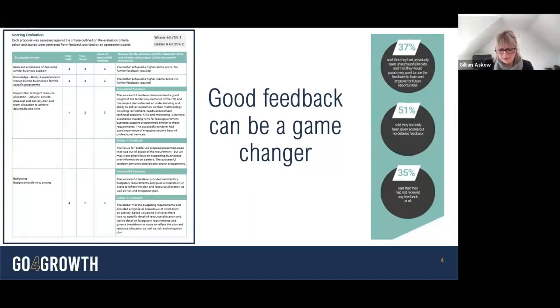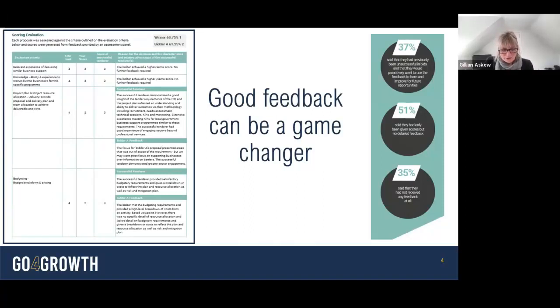We can also see on screen what providers are telling us. Not that long ago, Go for Growth polled 100 bidders specifically about the feedback process. And I'm going to start with the bottom number. 35 of those 100 bidders said that they had not received any feedback at all. So beyond you were successful or unsuccessful, there was nothing that came with it. No scores, nothing, just you didn't get it or you did. 51 in 100 said they had been only given scores but no detailed feedback. So here's what my score was, here's what the winning bidder score was, but no reasoning behind any of it.